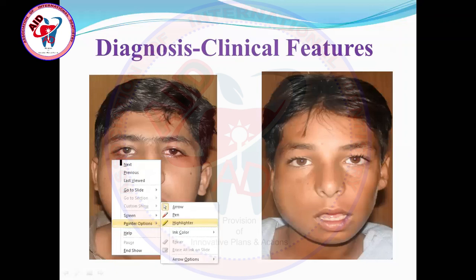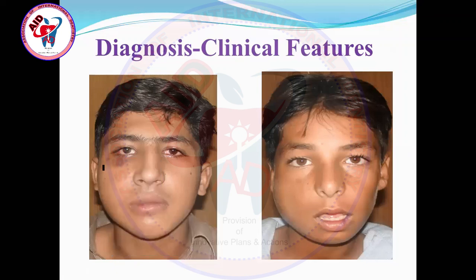zygomatic bone, leading to flattening of the malar eminence on the right side, and infraorbital ecchymosis also, and swelling in the area is there. And also in this second patient, again this whole zygomaticomaxillary complex has come down, and there's swelling as well as flattening in this area on the right side. In both of these patients, the fracture is on the right side.